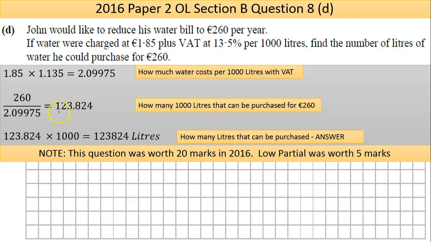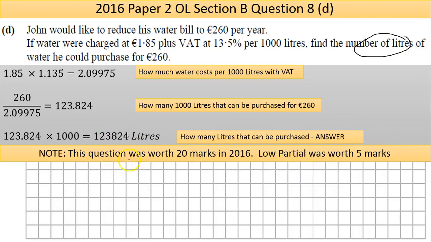So he can basically use 123.824 thousand litres. Okay, so to find out the actual number of litres, you multiply that by 1,000. So you move the decimal place 3 times to the right, or put it through your calculator. And the final answer, because they did ask you to find the number of litres, not the number of thousands of litres, is 123,824 litres. And that's it.